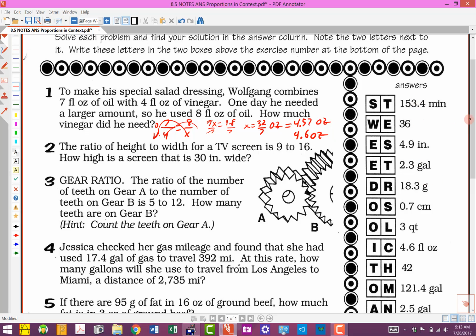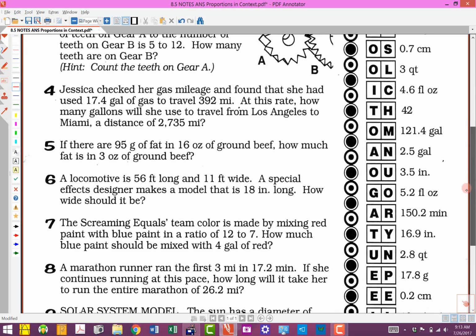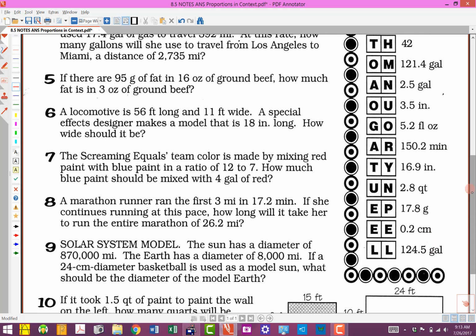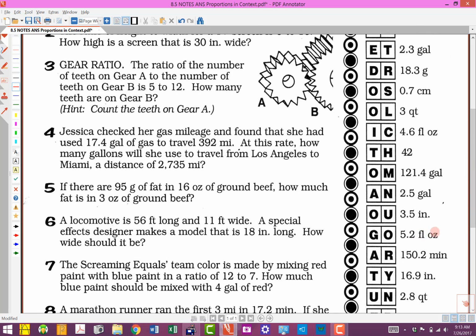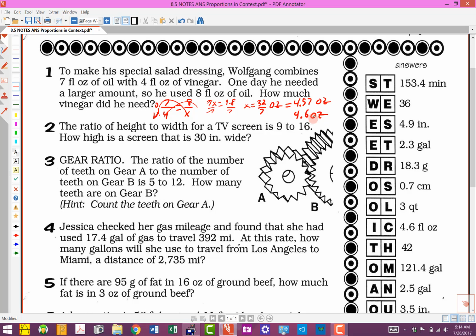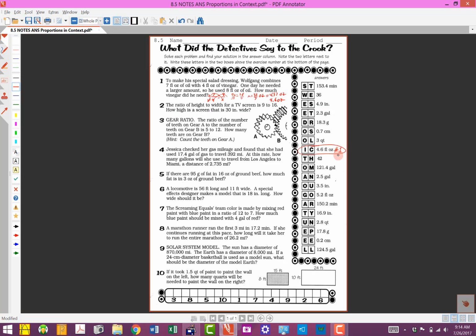Now a clue here, take a look at the units on this. There's a couple with ounces, but there's one right there that says 4.6 fluid ounces. So there's our answer right there. So this is number 1. Now I'm going to go ahead and circle that, and I'm going to come down here and say, okay, if number 1 is 4.6 fluid ounces, which is an IC, above here I'm going to write an I and I'm going to write a C. So I'm done with that one, and then I'm going to move to the next one.